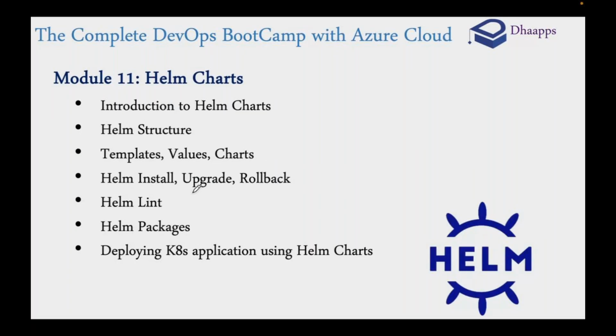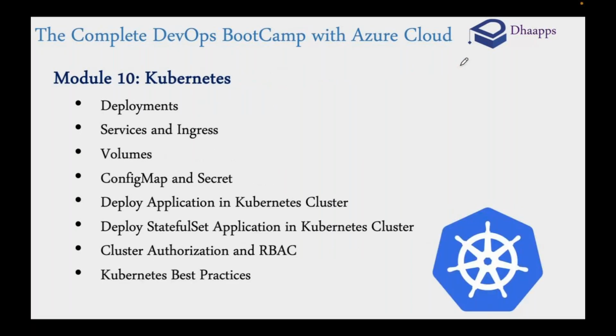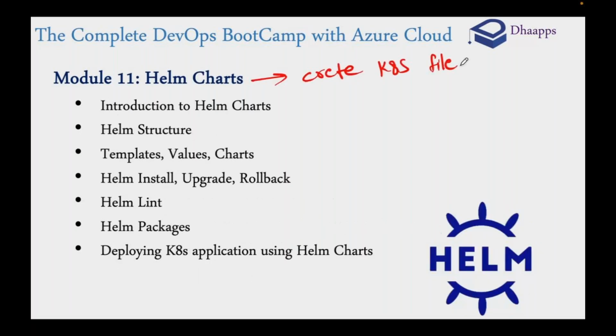Then Helm charts. Helm charts is nothing but an easy way to manage, an easy way to create Kubernetes clusters, guys. Easy way to manage Kubernetes files. We'll learn Kubernetes, but in order to simplify it, we will learn Helm charts as well. Helm charts is an open source tool which helps us create Kubernetes files in an easy way. We'll talk about it.